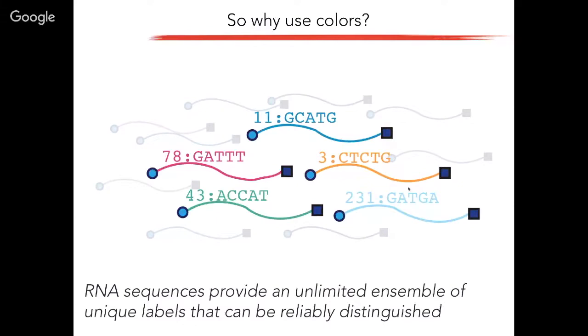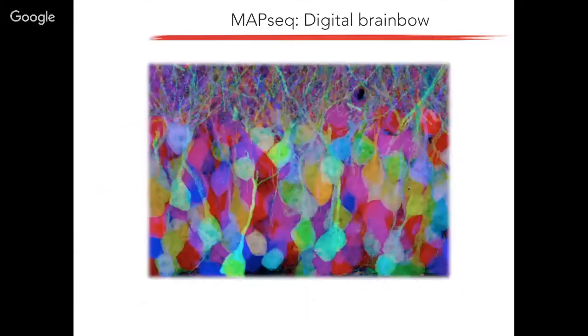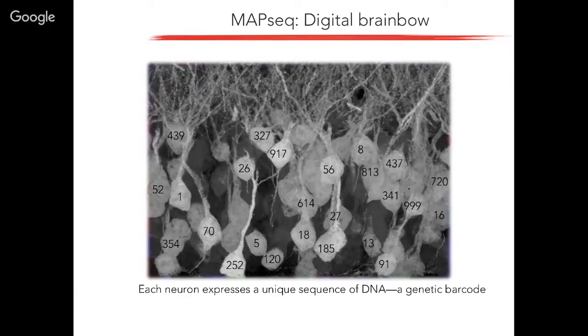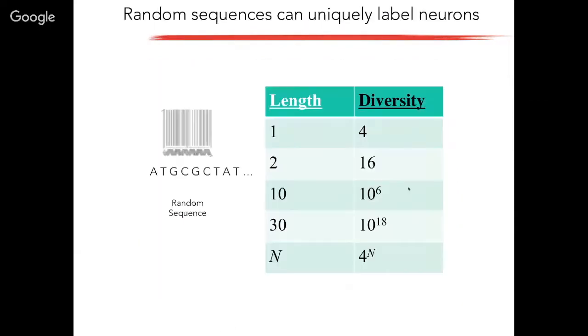The reason is simply that there are a lot of possible DNA sequences. We can think of MapSeq, which is the name of the technique we developed, as a kind of digital rainbow where you replace colors with numbers and have each neuron express a unique sequence of DNA, a genetic barcode with a theoretical diversity that is essentially unbounded. Just to drive that home, there are 4 nucleotides, A, T, G, C. If you have a random barcode of length 1, you have a potential diversity of 4. Of length 2, it's 16.